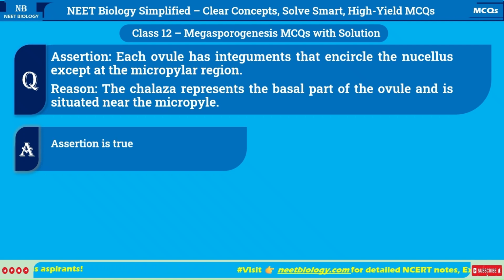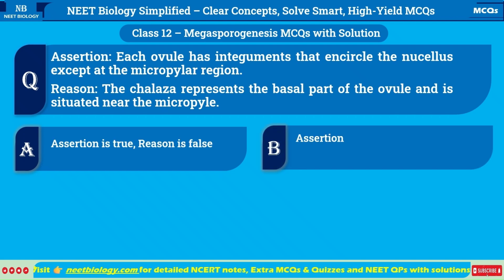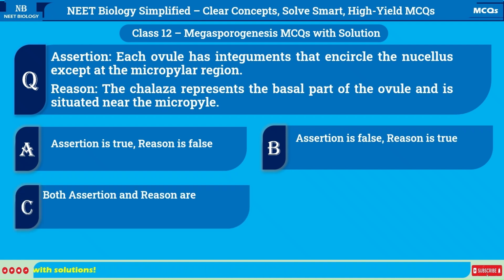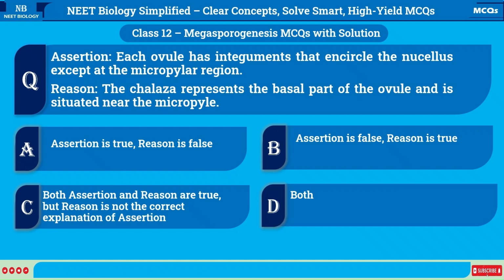A. Assertion is true, reason is false. B. Assertion is false, reason is true. C. Both assertion and reason are true, but reason is not the correct explanation of assertion. D. Both assertion and reason are true, and reason is the correct explanation of assertion.